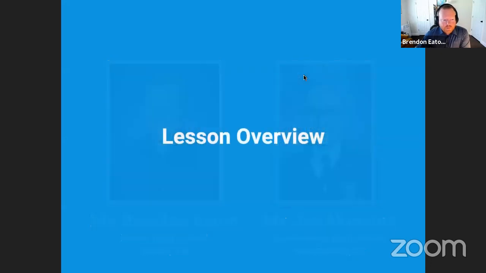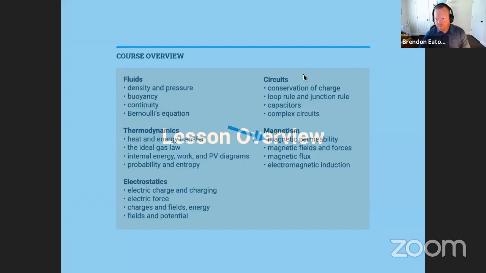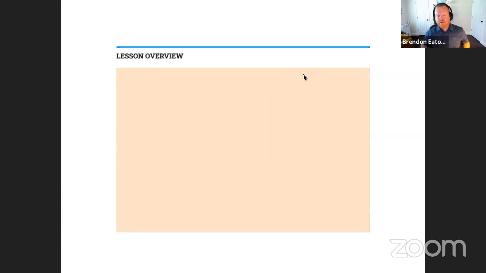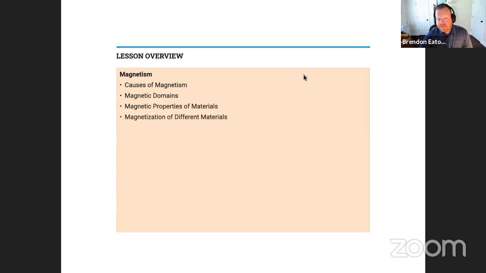Let's take a look at our roadmap real quick to show you where we stand. We are starting the first lesson of magnetism today, and we've got 3 more after this. Anything back behind that you see, fluids, thermo, electrostatics, and circuits, you can still find those videos on YouTube and touch up a little bit of your knowledge in those subjects as well. But as far as today's lesson is concerned, we'll start with magnetism, specifically the causes of magnetism. We'll talk about magnetic domains, magnetic properties of materials, and magnetization of different materials.